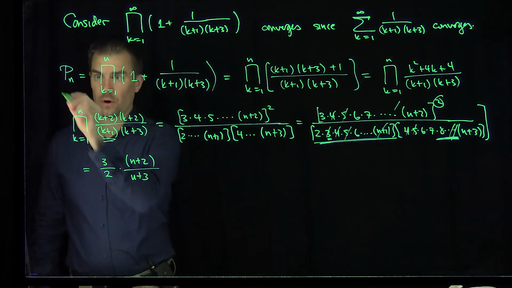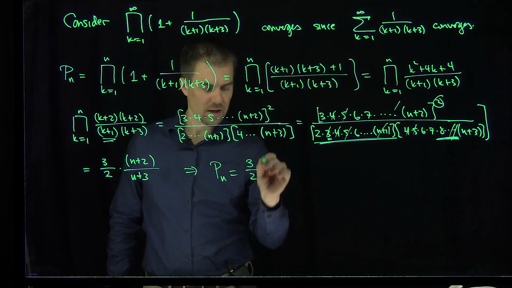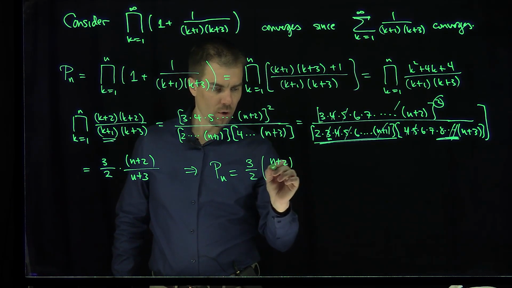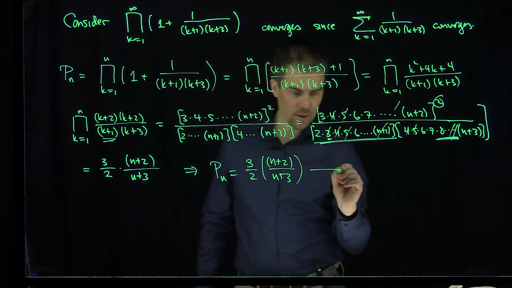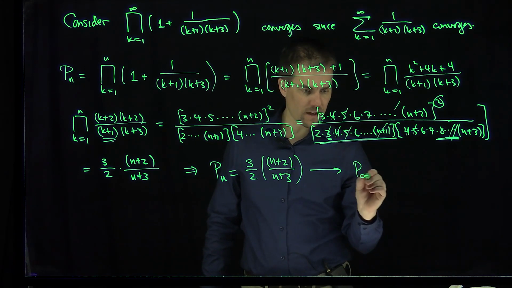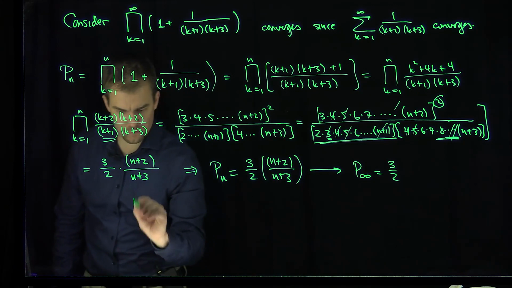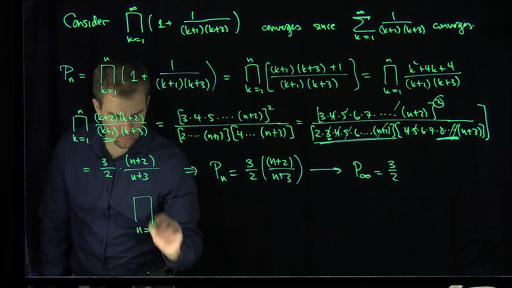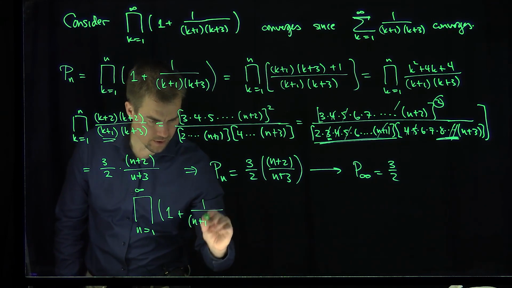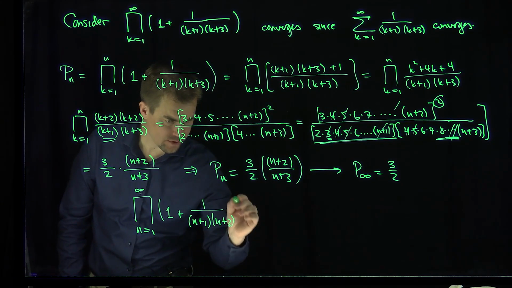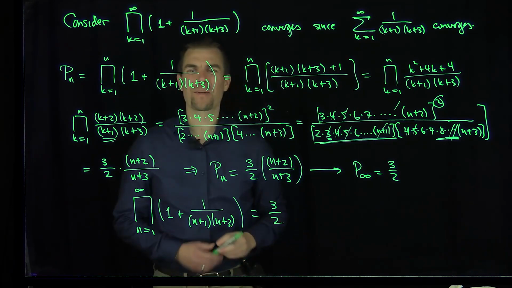So that gives us a formula for our P_n. This implies that P_n, our nth partial product, is just 3/2 times (n plus 2) over (n plus 3). And then this, as n goes to infinity, converges to P infinity, and P infinity is going to be just 3/2. And so we can conclude from this that the product, n goes from 1 to infinity, of 1 plus 1 over (n plus 1)(n plus 3), converges, and in fact it's a telescoping product, it converges to 3/2. Thank you very much.